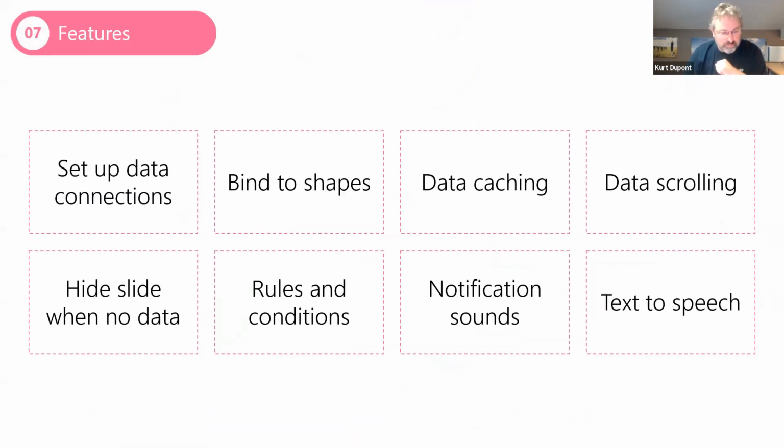Okay, so the features of DataPoint are that you can set up data connections to data sources. You can bind shapes. Here we think about texts, text boxes, tables, charts, images, etc. You have data caching for fast performance. You have data scrolling, where you can display more information on one virtual slide. You can hide slides when there is no data. You can set up rules and conditions where you maybe put a number in red if it goes higher than 100 or something. You have notification sounds where you can get more attention when a value is changing, and you have text to speech if you want to give instructions.